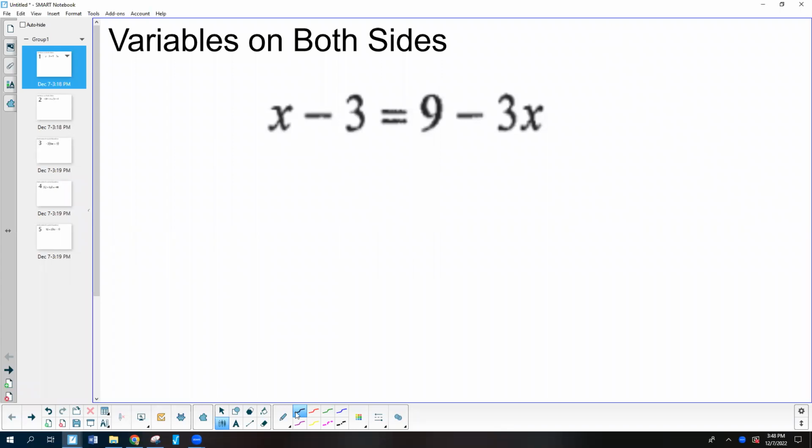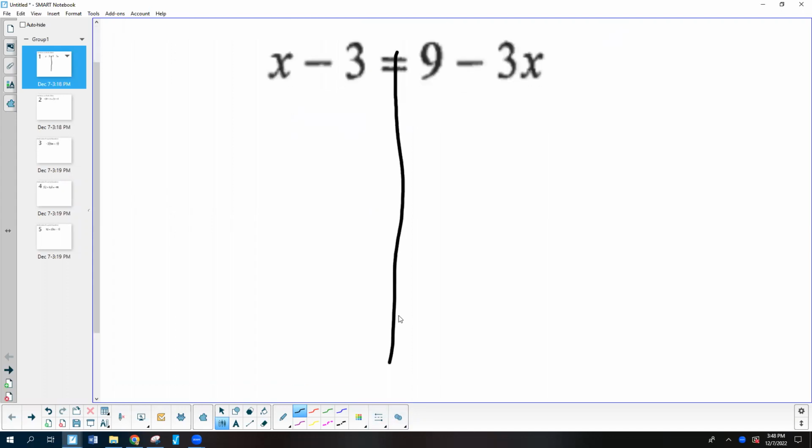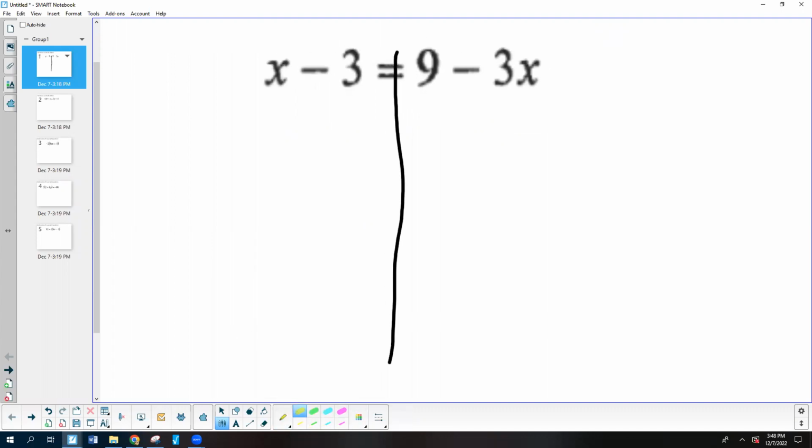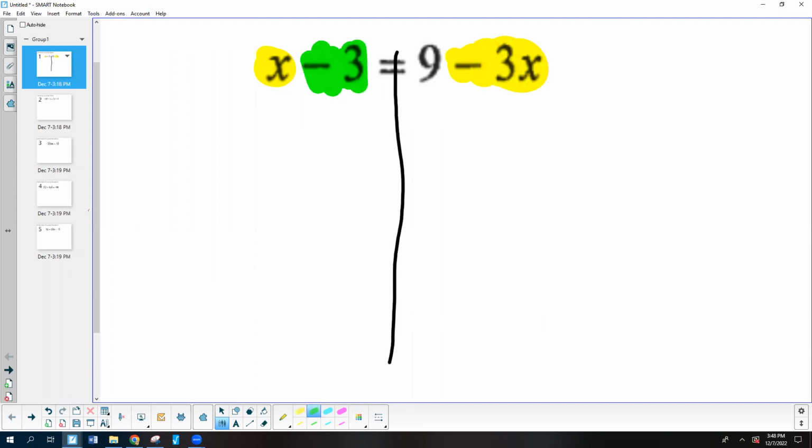All right, for this one, we're always going to start with drawing our line down the middle of our equal sign. It's going to remind us to keep things nice and balanced. I think for variables on both sides, it's going to be really crucial to identify what is a variable term and what is a constant term. So variable terms are in yellow up here. Constant terms are in green.